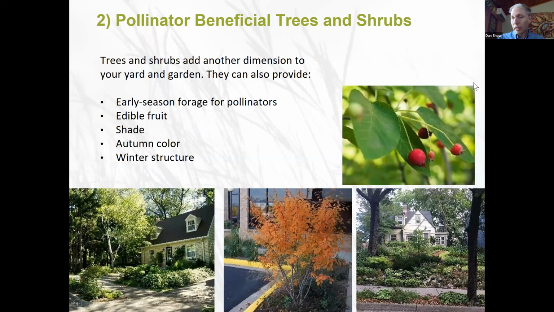So plants like native cherries, black chokeberry, serviceberry, there's some serviceberry in the pictures here. There's really a wide range of different trees and shrubs that can provide benefits to pollinators.